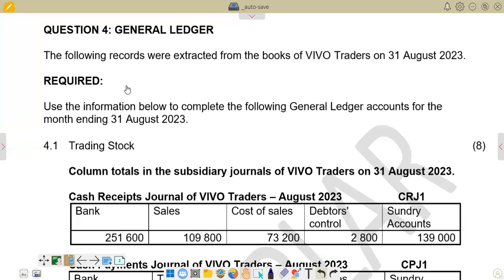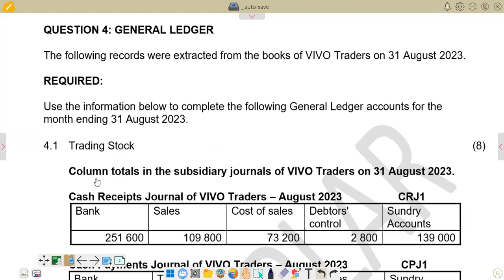This video we want to look at a question for the preparation of the general ledger, and we are going to look at the preparation of the trading stock account in particular. So this is the question that we have. It says the following records were extracted from the books of Vivo Traders on 31 August 2023. For the required part, use the information below to complete the following general ledger accounts for the month ending 31 August 2023. So 4.1 requires us to prepare the trading stock account.